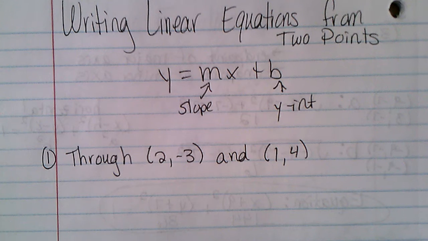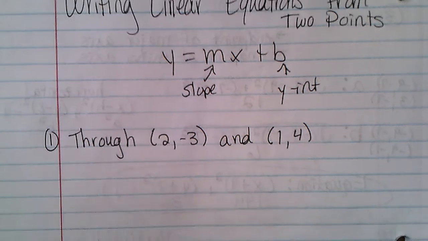Today we're going to be talking about how to write linear equations from 2 points. 2 points is kind of the basic amount of information you need to write an equation of a line. Last time I gave you the slope and a point, so this time we're going to have to find both of those things, which we can do because we've been working on the slope formula.